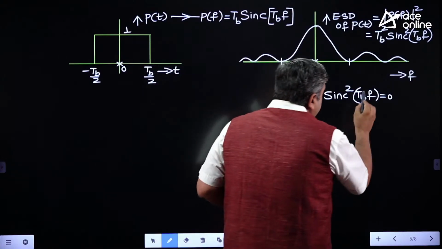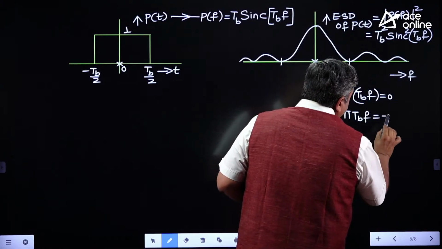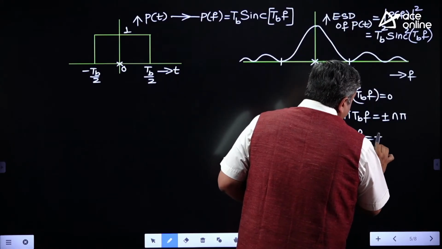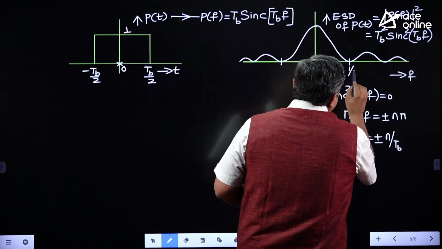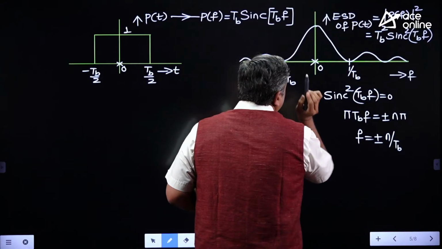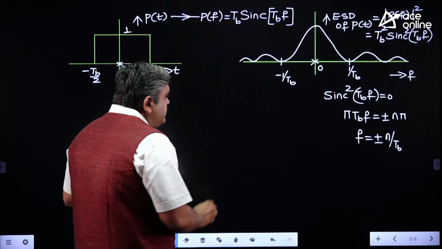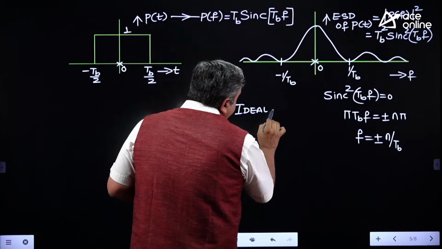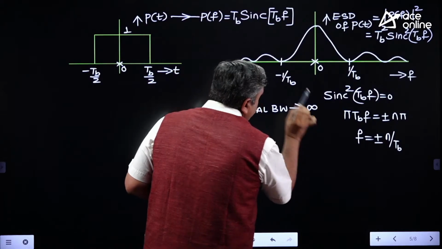That means what you are doing? You are taking pi TB f, equating it with plus or minus n pi. So the value of f will be equal to plus or minus n by TB. So this value will be 1 by TB, this value will be minus 1 by TB, and so on. Correct or not? Now if you want to tell the bandwidth, what is the ideal bandwidth? It tends to infinite because your pulse is not stopping, it is going up to infinite. So ideal bandwidth is infinite.